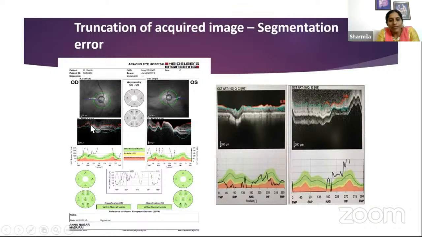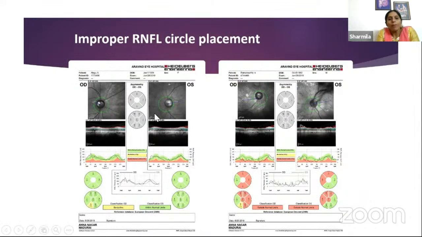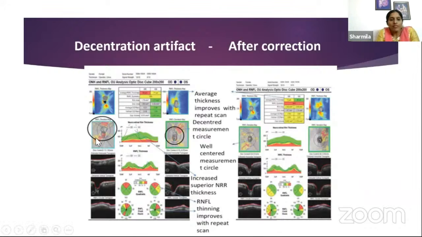And then this is what I was mentioning about the segmentation or the truncation. Here you can see that the RNFL layers are not exactly determined by the machine. Because of this, there will be a lot of bizarre readings, and you may sometimes get a false positive because it is not in the measurement circle. And then even with an improper placement of the RNFL circle, here you can see in the left eye that it is not equidistant around the optic disc margin. You can see that the ring is placed closer in the superior quadrant here and much wider here. So this may give false measurements or false positive values. So we have to be very clear about where the ring is, and this has to be identified early and corrected.